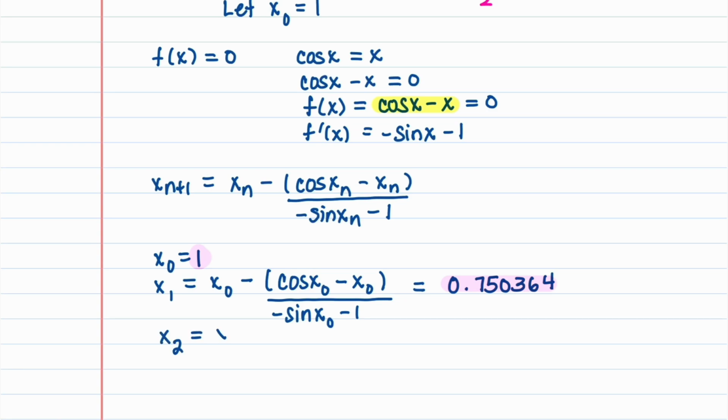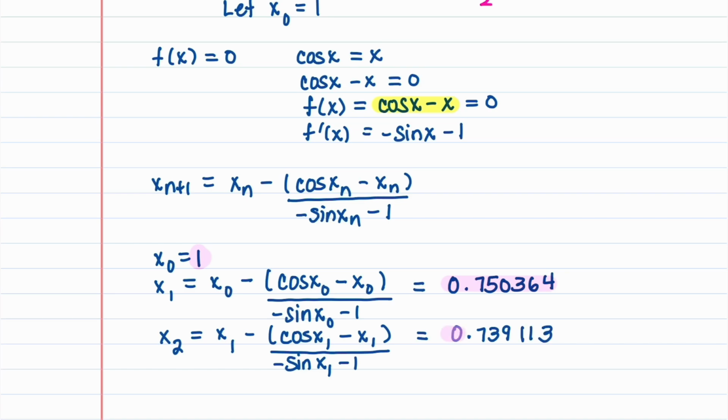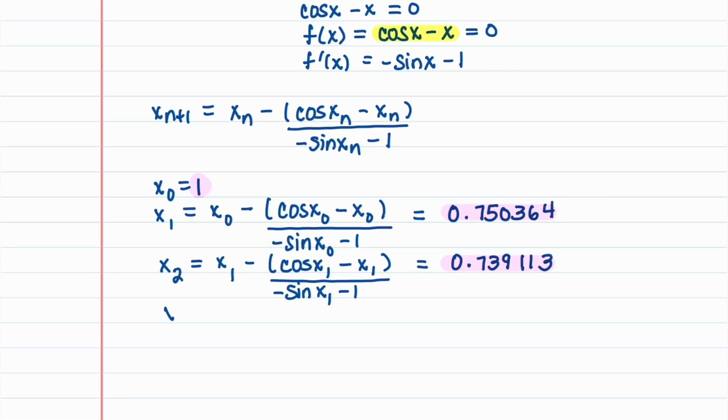x2 is equal to x1 minus cosine x1 minus x1, all divided by minus sine x1 minus 1. You take x1, put it into that formula in your calculator, and we get a value of 0.739113. Now let's compare x2 to x1. They are fairly close, but they are not the same, so that means we need to keep going. And let's find x3. I'm not going to write down the formula. I think you probably have the hang of it by now.